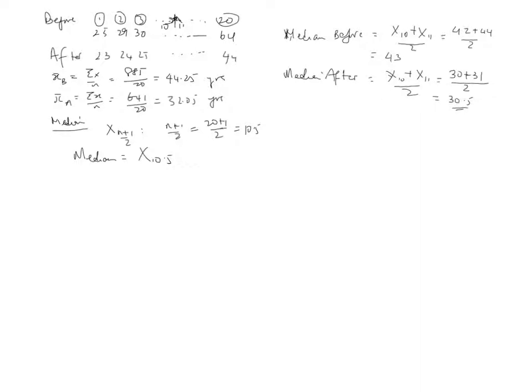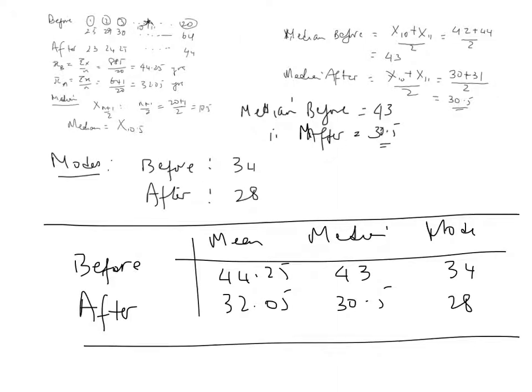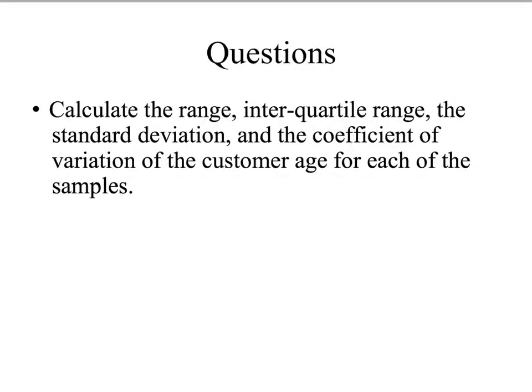So here we see, now with this question, we're going to calculate the range, interquartile range, the standard deviation, and coefficient of variation of the age of each of those groups. So what we are now doing is some calculations on measures of dispersion or measures of variability. So just to remind you of the formulas.